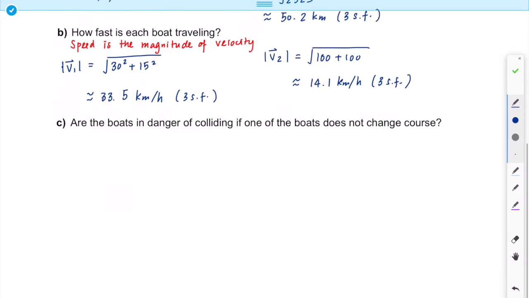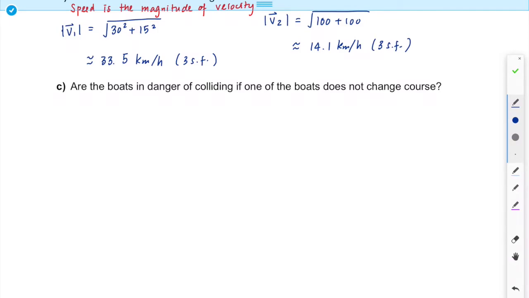Moving on, part C. Are the boats in danger of colliding if neither boat changes course? We're assuming that both boats will continue in the same straight path. So the question can be translated into finding a point of intersection between the two lines at the same time. They have to be at the same point at the same time.